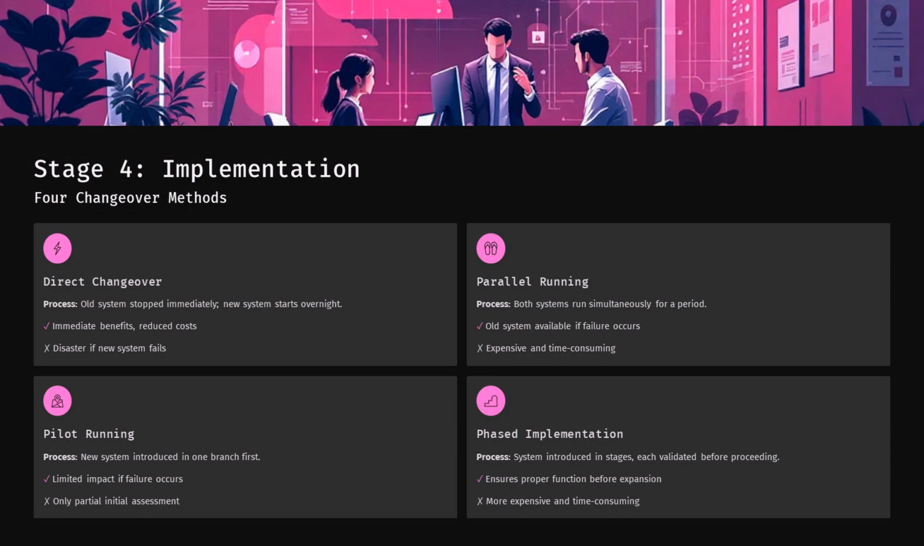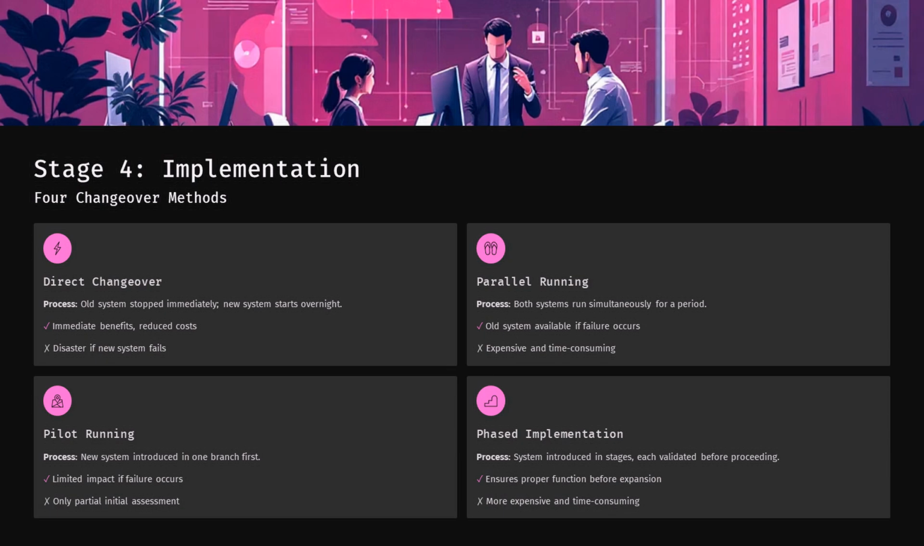Third, we have pilot running. With this approach, the new system is introduced in just one branch or department first, while the rest of the organization continues with the old system. The advantage is that if there is a failure, it only affects one branch, limiting the damage. The disadvantage is that you only get a partial initial assessment. Problems specific to other branches may not show up until later. This method is good for large organizations with multiple locations.